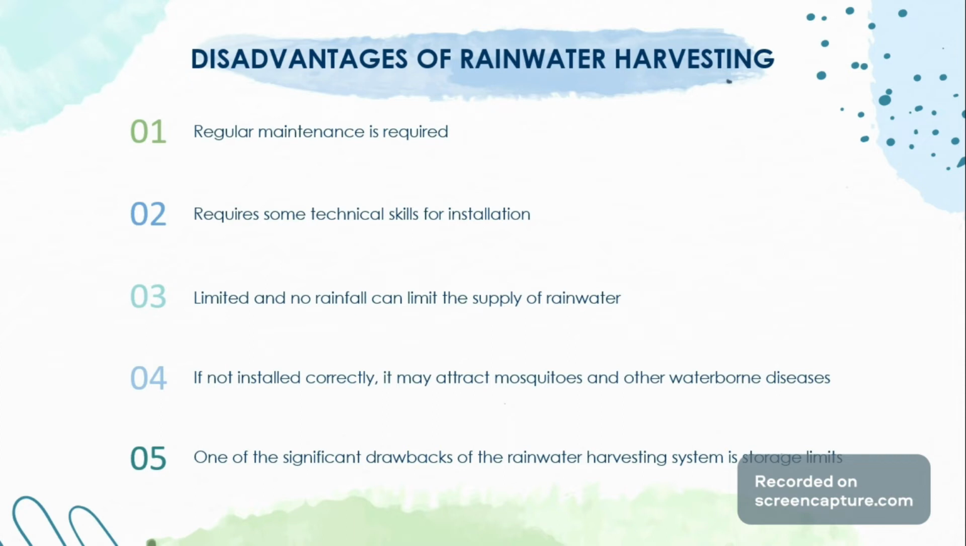Disadvantages of rainwater harvesting. In addition to the great advantages, the rainwater harvesting system has a few disadvantages like unpredictable rainfall, unavailability of the proper storage system, and etc. Listed below are a few more disadvantages of the rainwater harvesting process. Regular maintenance and some technical skills are required for installation. Limited or no rainfall can limit the supply of rainwater. If not installed correctly, it may attract mosquitoes and other waterborne diseases. One of the significant drawbacks of the rainwater harvesting system is storage limits.